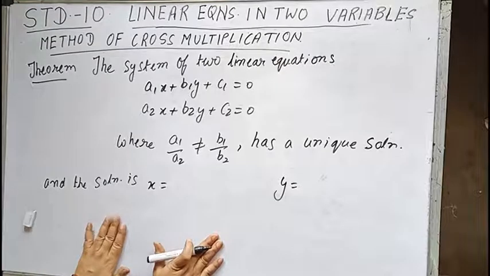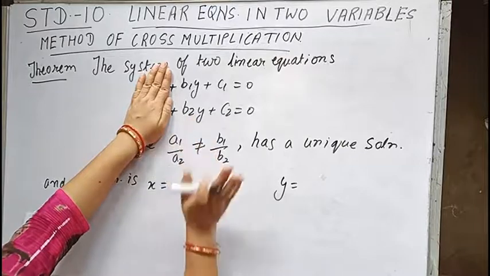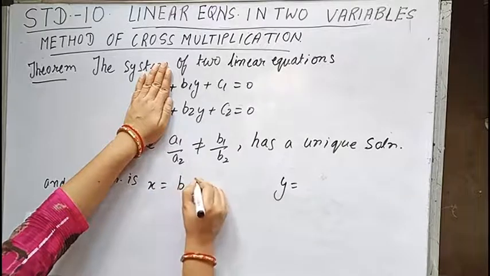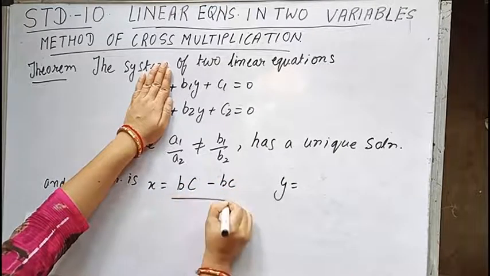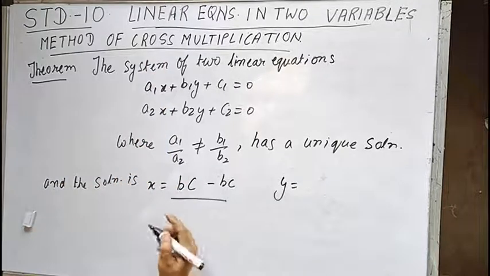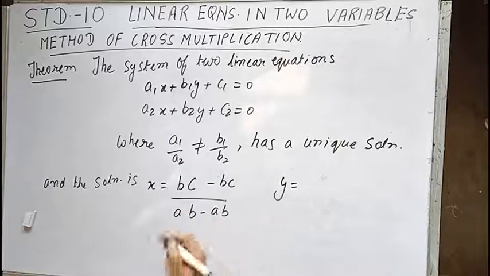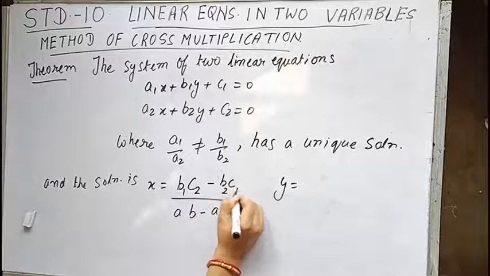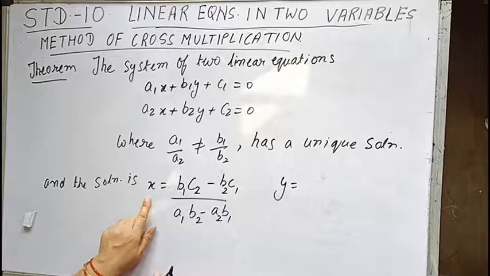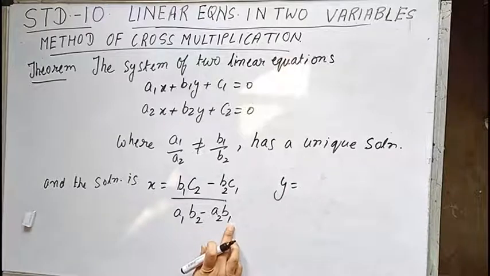If you don't want to remember, what you do is, for x you leave out the coefficient of x. What is left is B and C, so over here you write B1 C1 and B2 C2. First you write BC minus BC, and down here you write AB minus AB, the coefficients of x and y. Now you write 1 2 and 2 1 here. Therefore the value of x is b1 c2 minus b2 c1 divided by a1 b2 minus a2 b1.